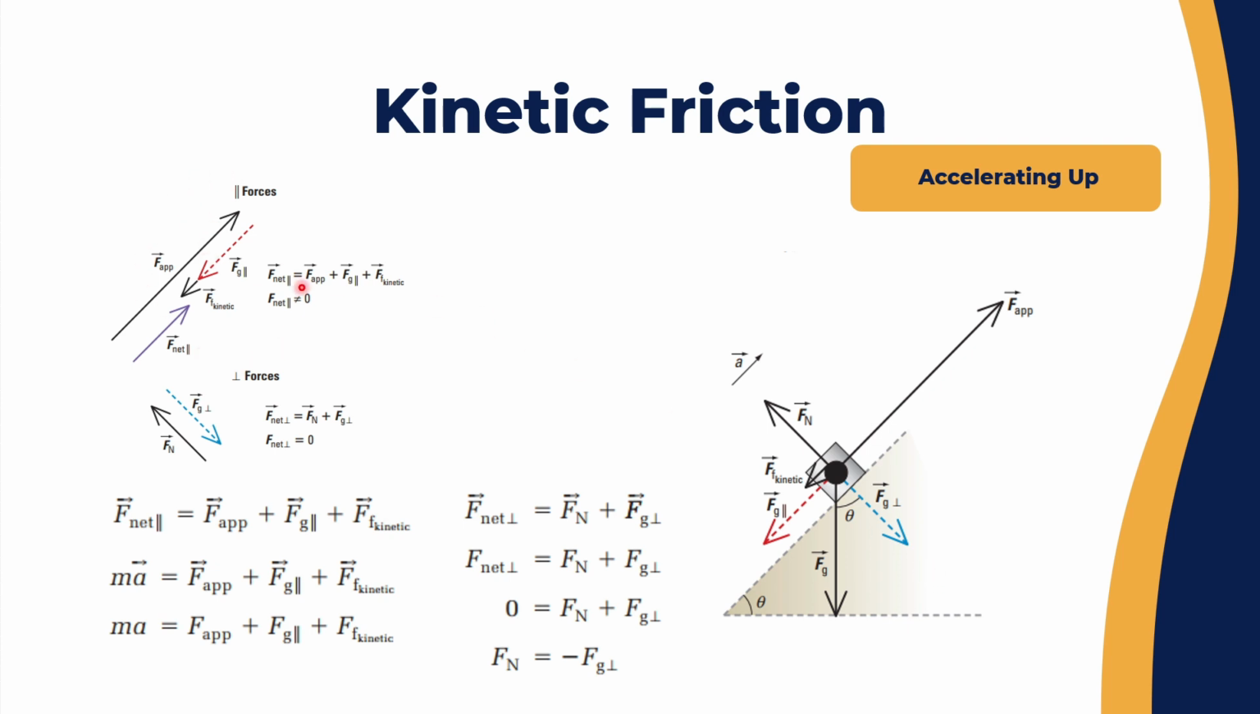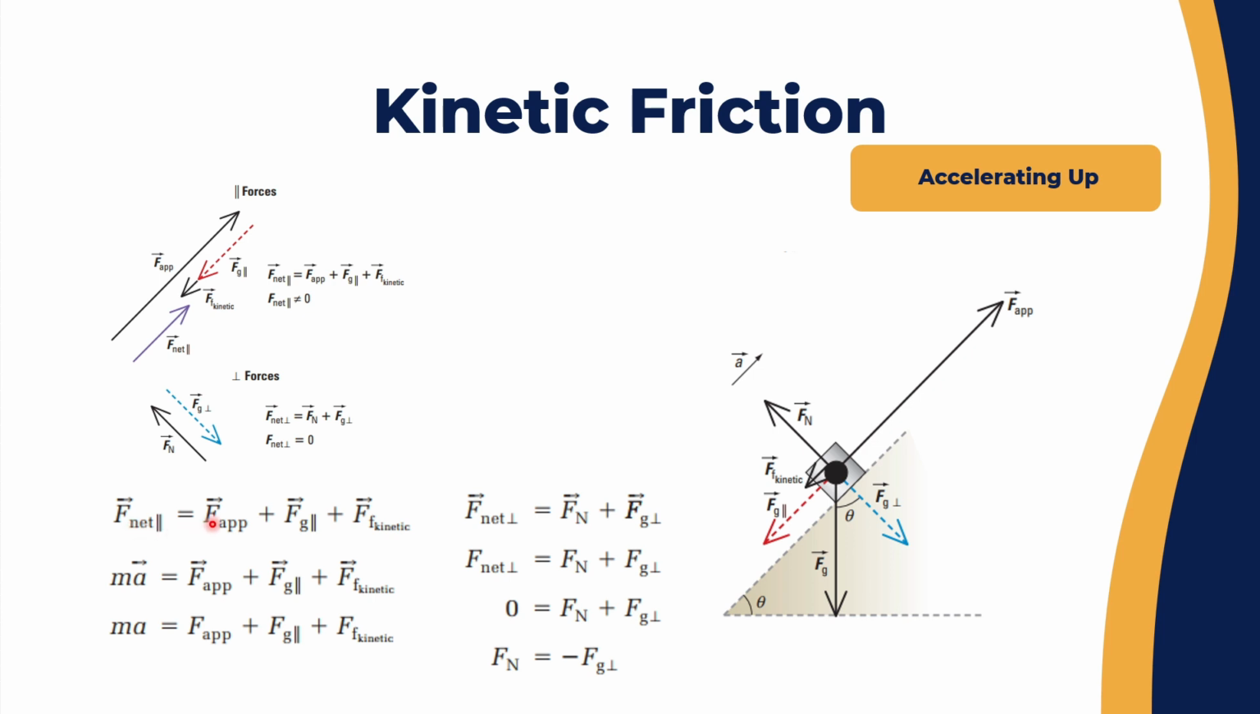We analyze the forces with vector analysis. You will find out that the net parallel force would be pulling upwards, competing with the gravitational parallel force pulling downwards, and the kinetic friction force pulling downwards, and the applied force pulling upwards. F net parallel is not 0 in this case. F net perpendicular is 0. So in this case, we can say that the normal force equals minus the F gravitation perpendicular.